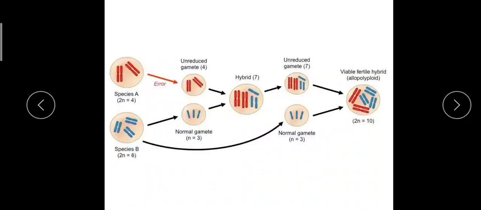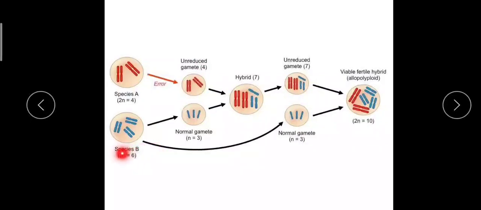Here this explains about allopolyploidy. In allopolyploidy, the chromosomes will be in multiple sets, and those chromosomes are not from the same species. Here this is species A and this is species B. Species A is having a diploid number 4, and here it is having a 2n is equal to 6. So species A is having some error during gamete formation, and non-disjunction occurs and the gametes are not reduced. Unreduced gametes are formed. Here 4 is the chromosome number in the gametes also.